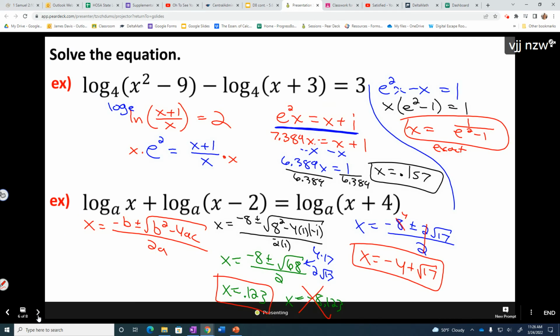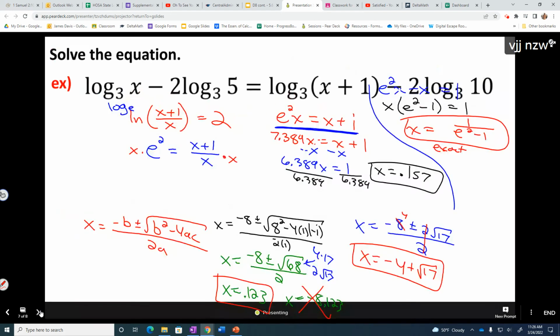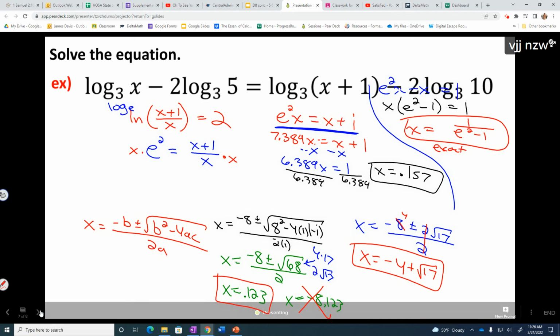Let's do just like one or two more here. Maybe just one more. Yeah. And you'll figure the other ones out as you go. Let's try this last one.